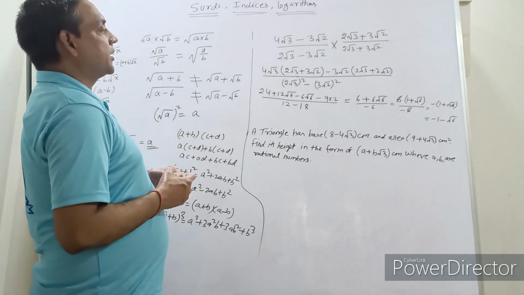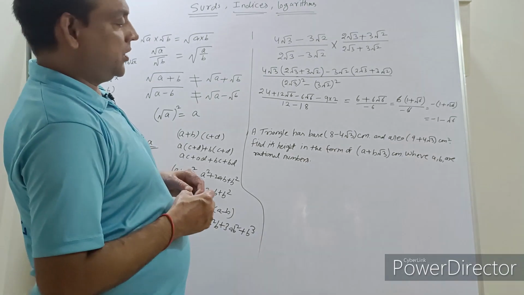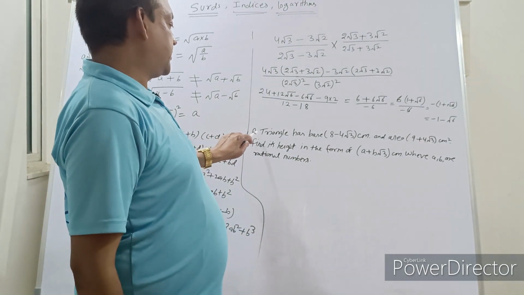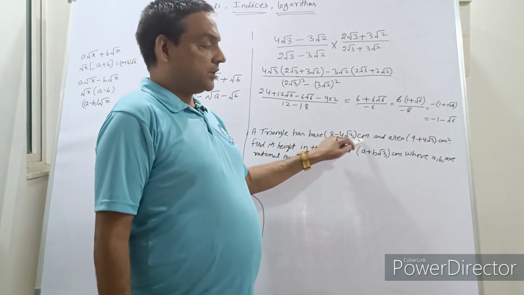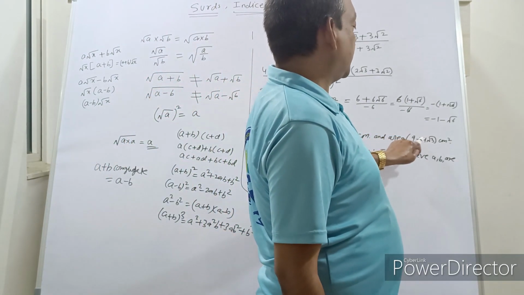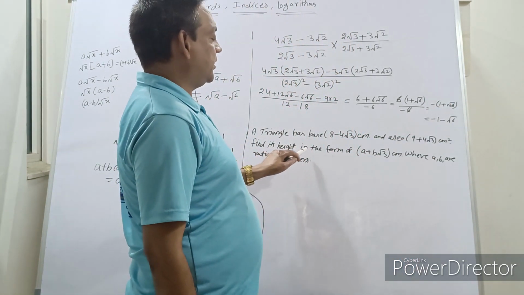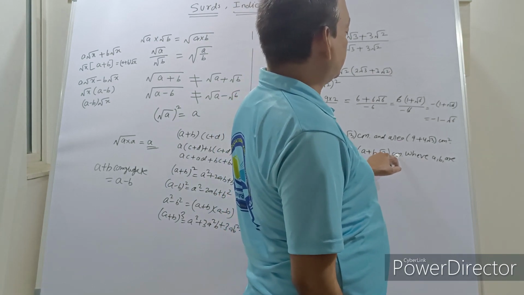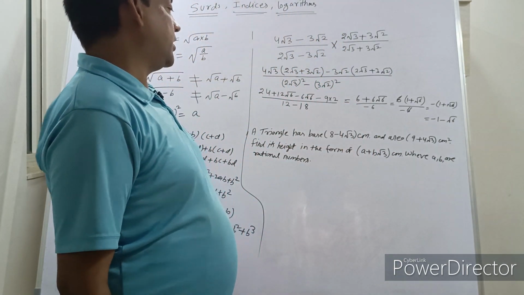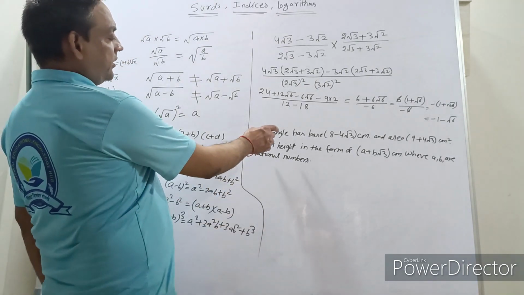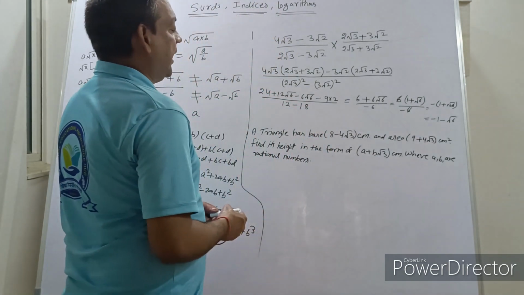Okay, now they can give the same type of sum but in a word problem also. Like they have given here, a triangle has base 8 minus 4 root 3 centimeter and area 9 plus 4 root 3 centimeter square. Okay, find its height in the form of a plus b root 3 centimeter, where a, b are rational numbers. Okay, so they have given a triangle whose base is given, area given, and they ask the height.